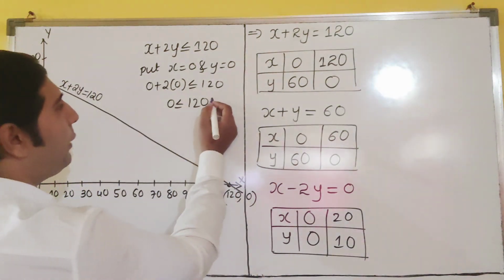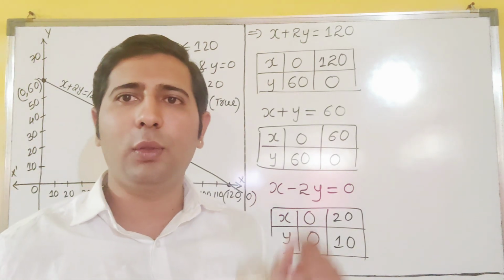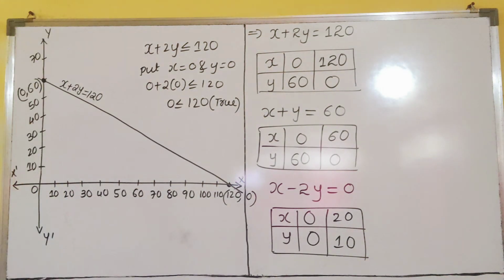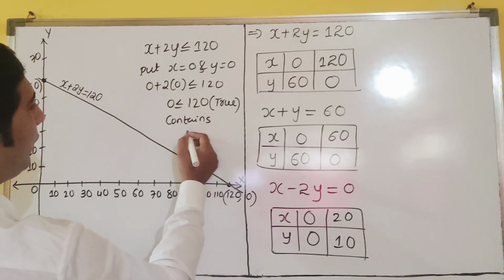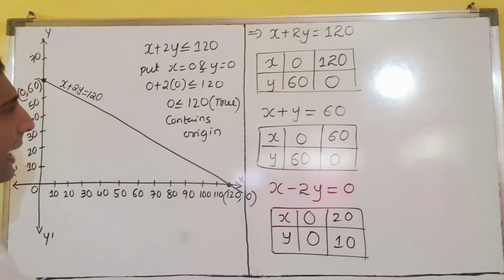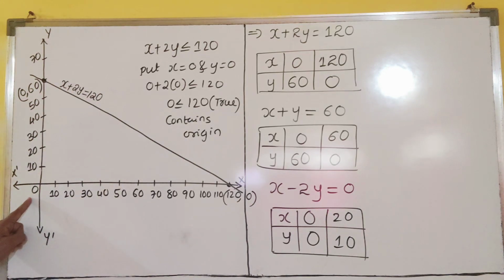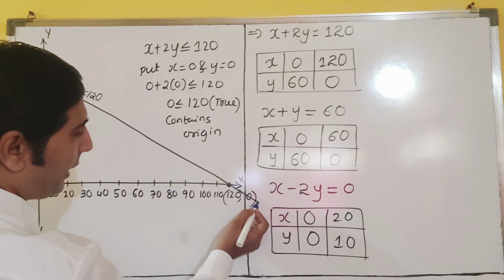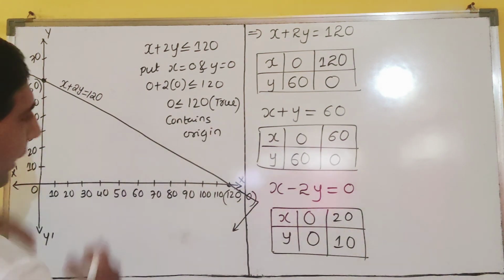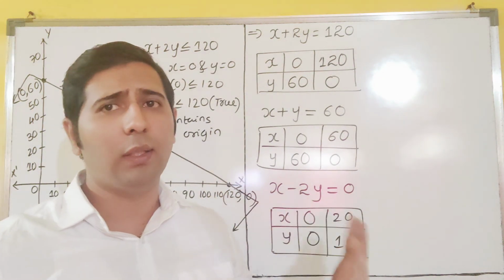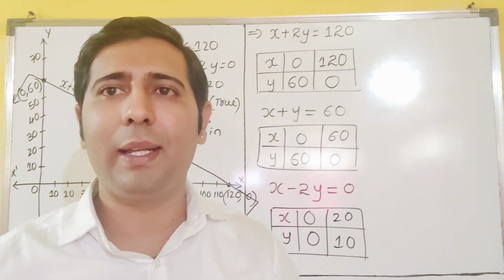So that means 120 is greater. This is true. So it contains the origin, dear students. What? It contains the origin, dear students. For your understanding I am saying this. This is not required to show also. So the origin is where? Here. That means the shading will come downward, dear students. Can you see this? The shading is coming downward. I will not shade it up, but I will show you how the shading is done.